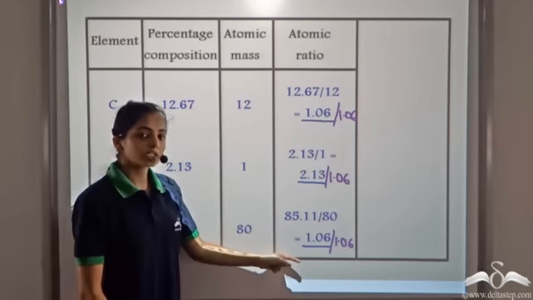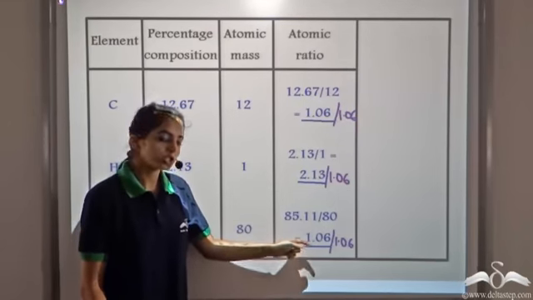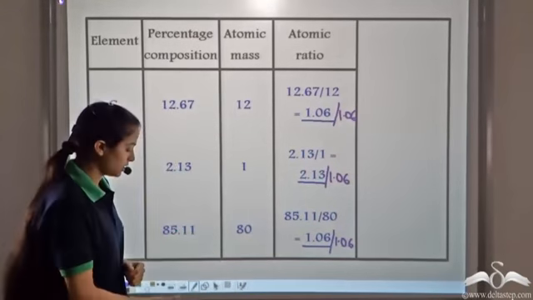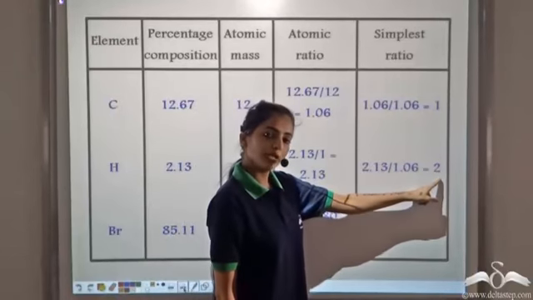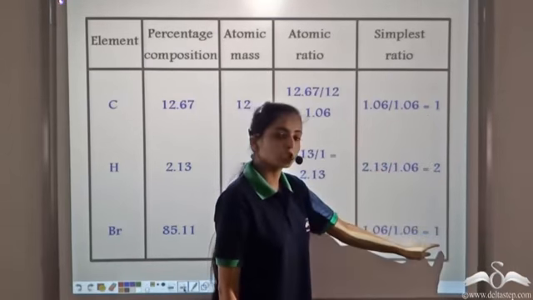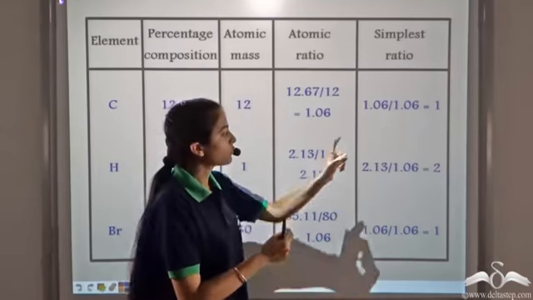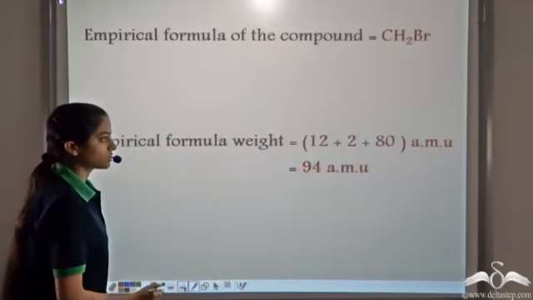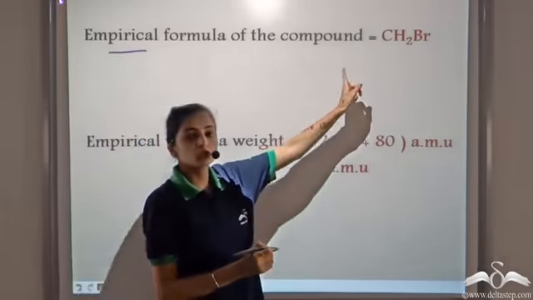So to get the simplest whole number ratio, since these decimal points do not give us the simplest whole number ratio, we divide all these numbers by the smallest number. So we get 1 for carbon, 2 for hydrogen and 1 for bromine. So this is the simplest whole number ratio in which the three elements are present with respect to one another. So from these ratios, we get the empirical formula of the compound. So we get the empirical formula of the compound to be CH2Br.